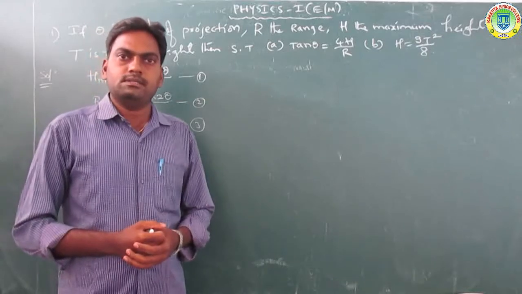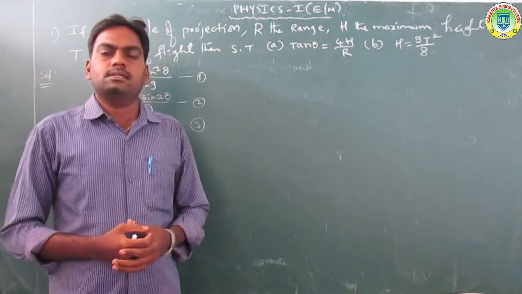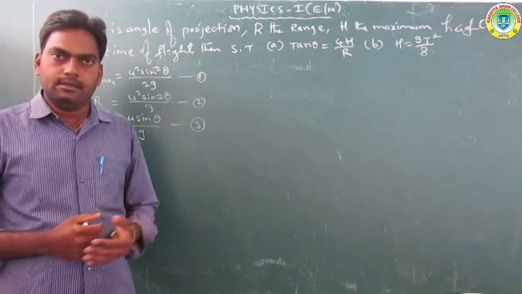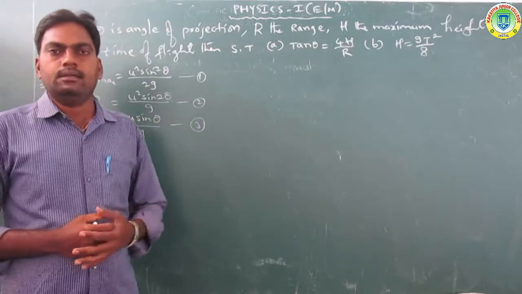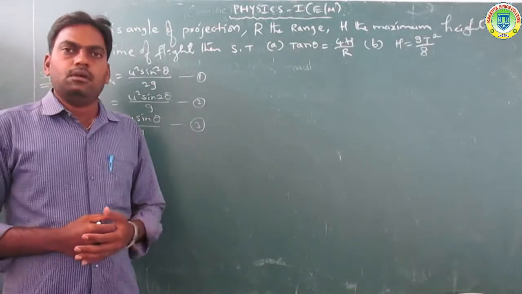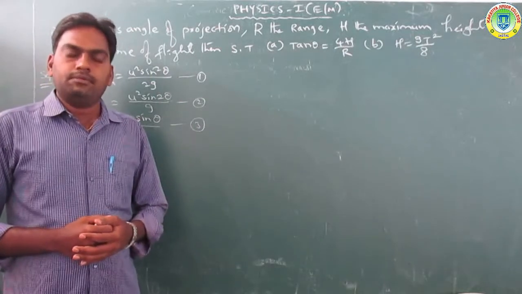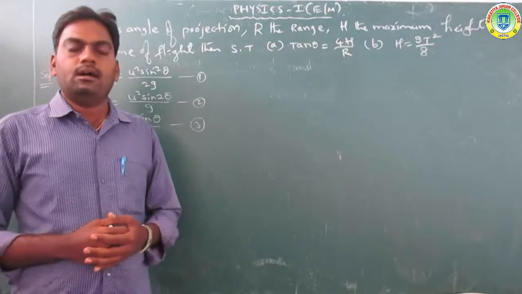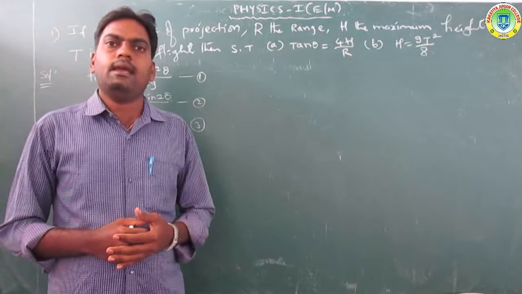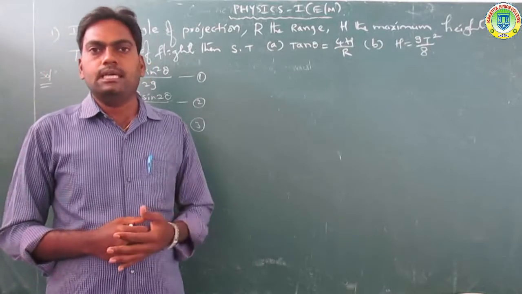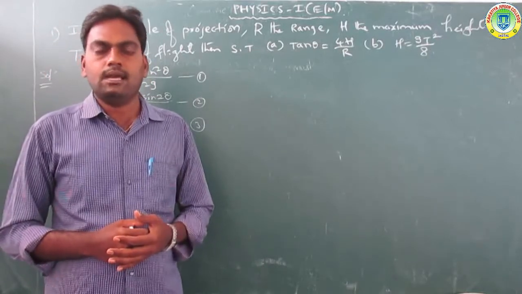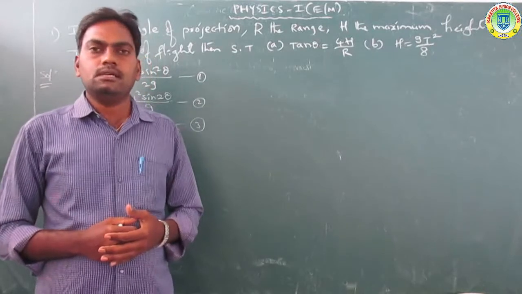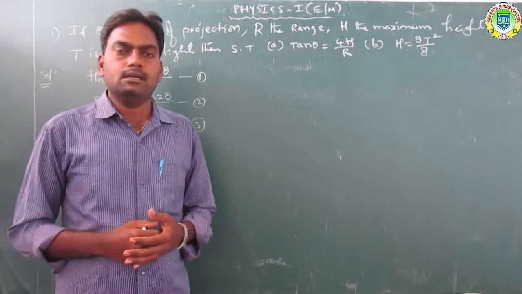Okay, good morning students. In the last class we discussed the topics of maximum height, range, and time of flight. We already know the time of flight: the time a projectile stays in the air before it reaches the ground is called the time of flight. In the derivation, the time to reach the top is T = u sin theta by g.